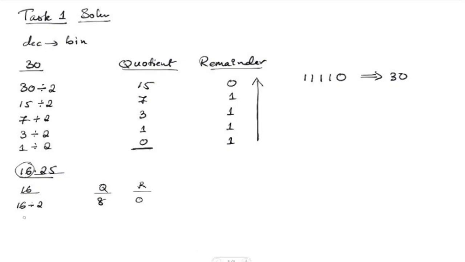Then we take the quotient 8 now and we divide it by 2, giving us quotient 4 and remainder 0 again. Then we now take the quotient 4 and divide it by 2, giving us 2 as the quotient and 0 as the remainder. So now we have the quotient 2 here. So we take 2 divided by 2. This gives us 1 here and remainder 0, and now we take the 1 and divide it by 2. This gives us 0 as the quotient and the remainder as 1.